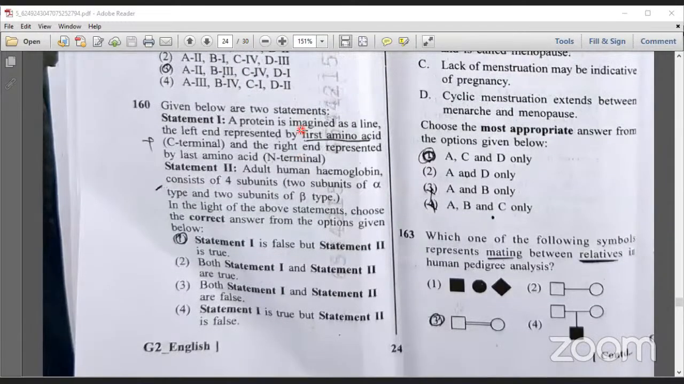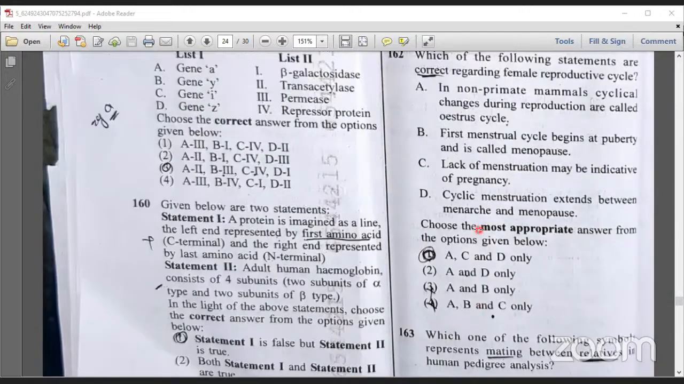160, two statements are there. We are supposed to identify whether each statement is right or wrong. Statement 1 is wrong. When we imagine a protein as a line, the left end will always represent the first amino acid with the N terminal, and the right end will be the last amino acid with the C terminal. Here it is given in a wrong way. Whereas statement 2 is right. Adult hemoglobin has 4 subunits, 2 alpha and 2 beta.